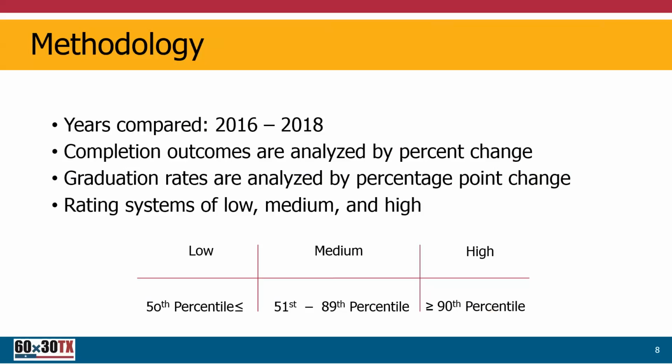So for example, here, low, if you were at the 50th or less than percentile, you were considered low category for that, either region or peer group. For medium, the spread was from the 51st to the 89th percentile, and if you were in the high category for either region or peer group, you were at or greater than the 90th percentile.